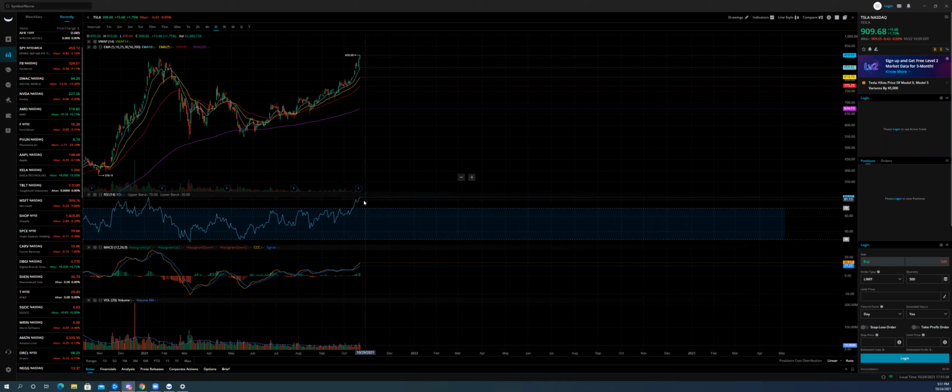Only thing I'm worried about is this daily RSI. Look at this, 83. This is high. Last time we had an RSI over here at 80, this 83 area, it sold off from 905 all the way down to 567. So the RSI is a little up there.